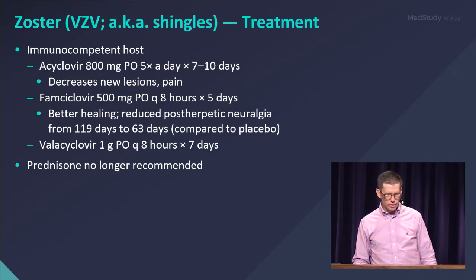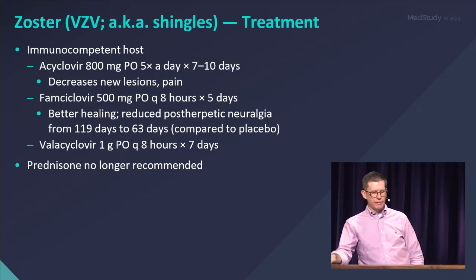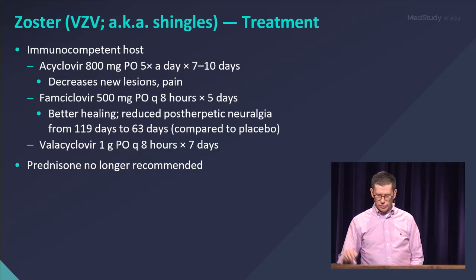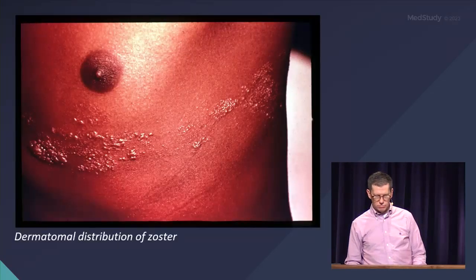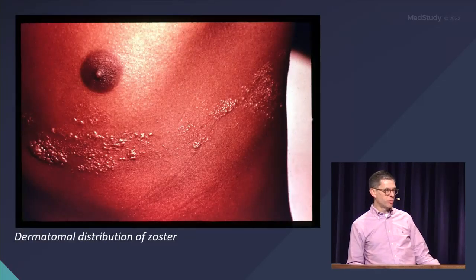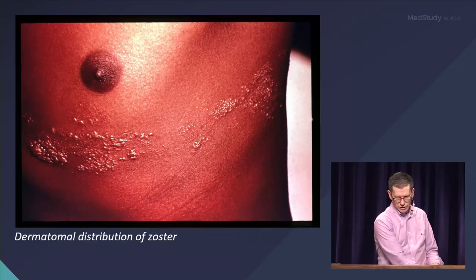Zoster is somewhat similar to immunocompetent host. You can give acyclovir or famciclovir or valacyclovir. We do not give steroids for these particular patients. This is the dermatomal distribution that we typically think of with a zoster infection.